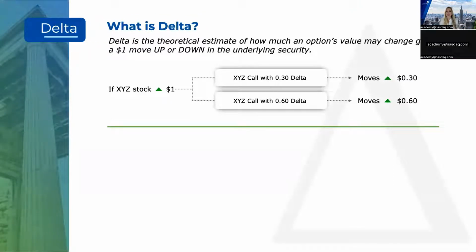The definition says it's a theoretical estimate of how much an option value may change, given a one move up or down in the underlying security. So if the underlying security, I've got XYZ here, moves up by 1, if an XYZ call has a 0.3 delta, that means it moves up by 30 cents. If an XYZ call has a 0.6 delta, that means it moves up by 60 cents. And then the inverse is true. If it moves down $1, then that's how much it changes.